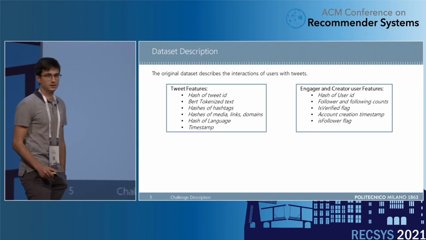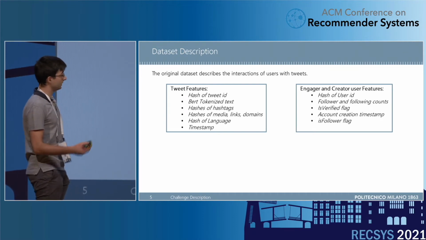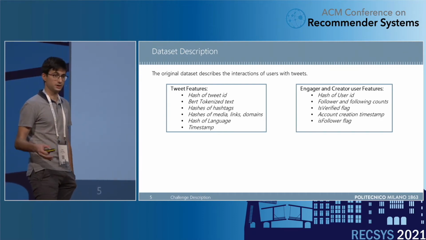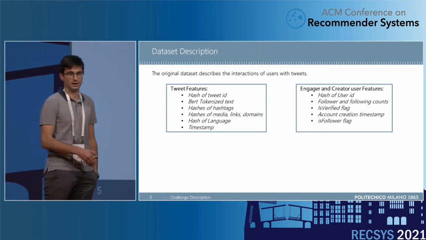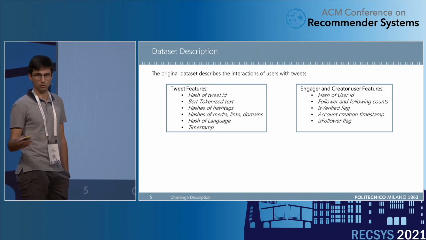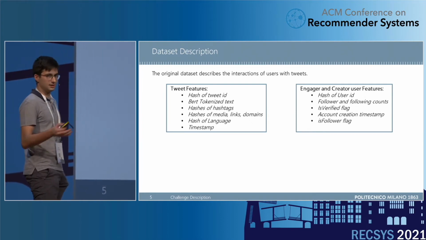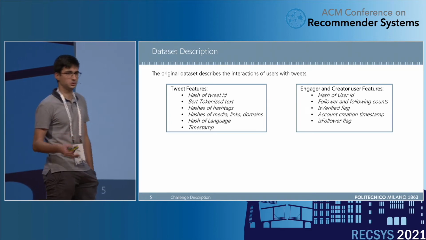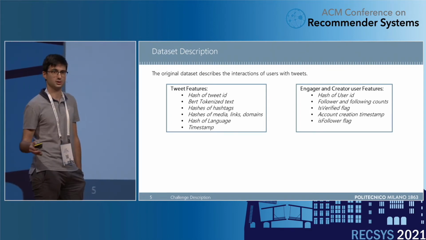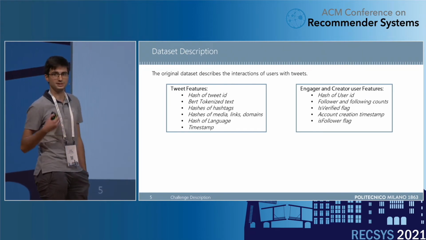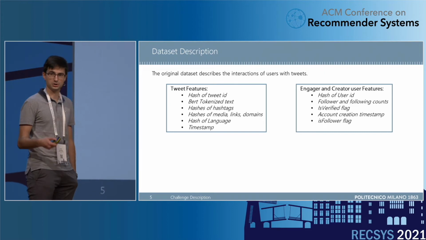The dataset is very much similar to the one of the past year. So we had a set of interactions of users with tweets. Tweets are described by features such as their IDs or text and so on. And an interaction is also described by the features of the engager user, which is the user who is interacting with the tweet, and by the creator user, who is the one who actually wrote the tweet.